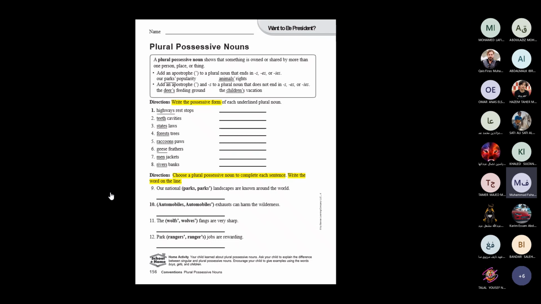Yes. So number 2, teeth. The word teeth, the noun teeth, has S at the end? I'm asking you. This noun, teeth, has S at the end? Is there S at the end? No, you have to add apostrophe and S. Okay? The same for the noun geese and the noun men. No S is at the end. You have to add apostrophe and S. Okay?